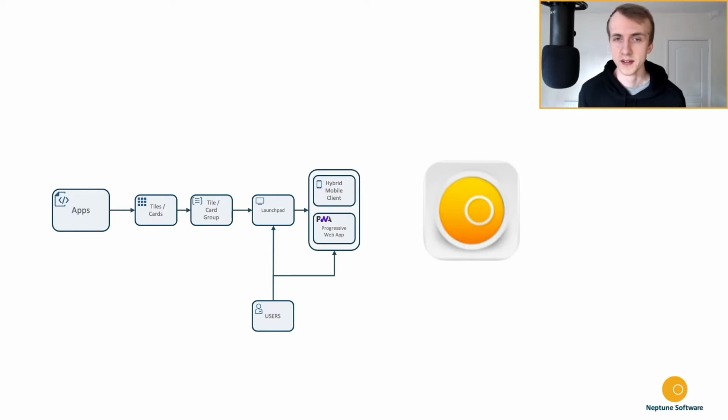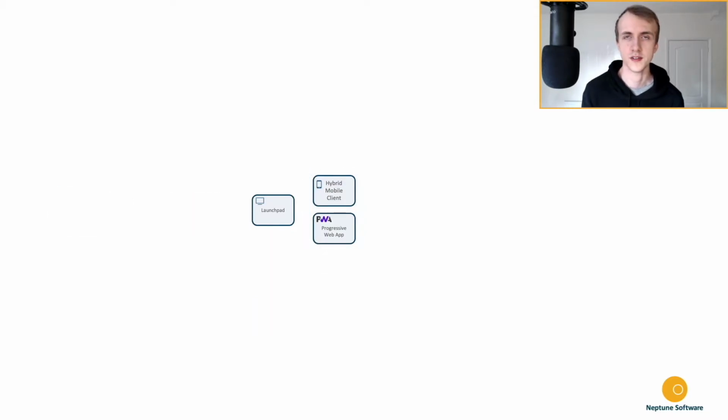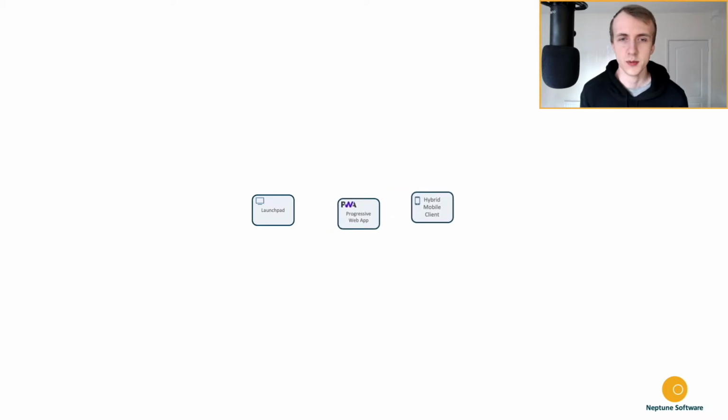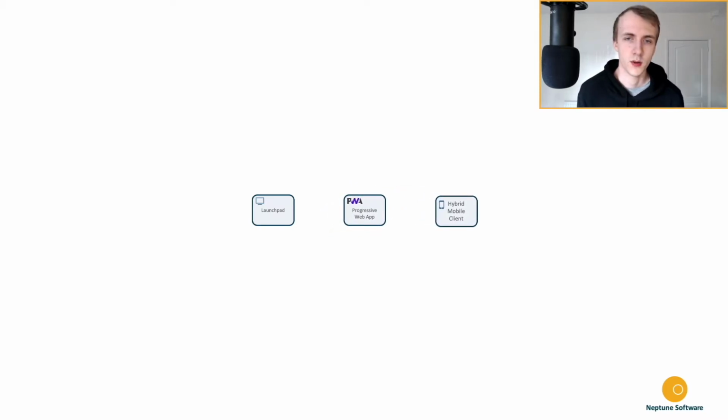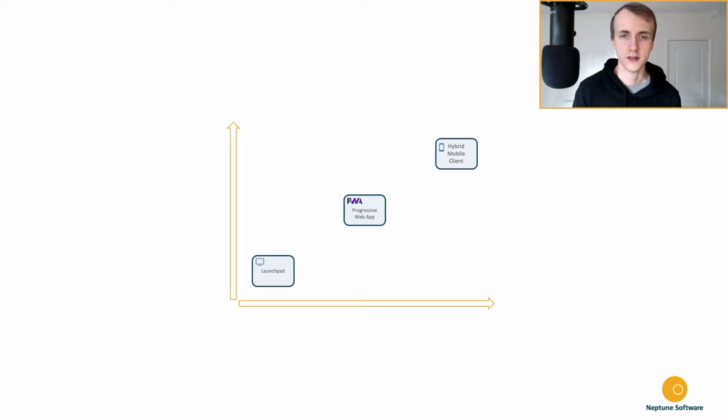From a user's perspective, they're unlikely to notice the difference between them, but each option offers some additional advantages. But at this point, you're probably asking, what is the difference between a launchpad, a PWA, and a hybrid mobile client? All three options essentially offer different levels of functionality, but all use the same web-based foundation of the Neptune platform, just with progressively more native containers wrapped around.